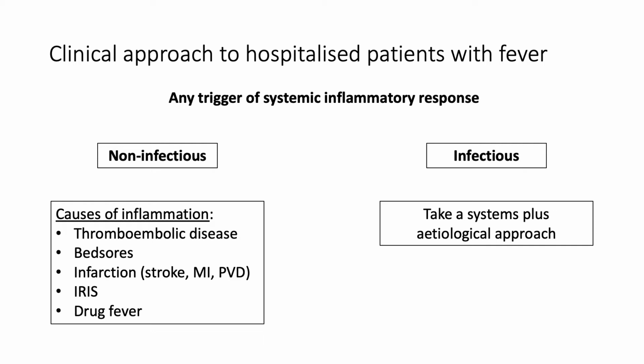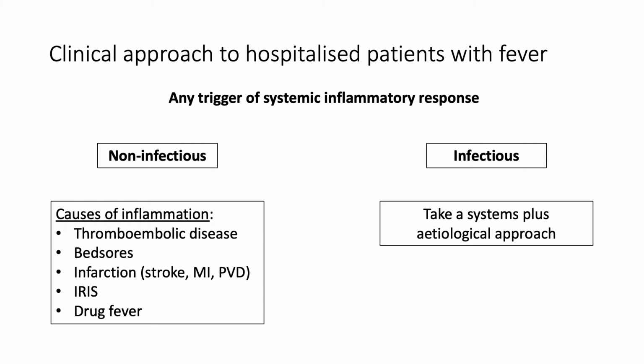In our setting, an important cause of fever in people in hospital potentially is immune reconstitution inflammatory syndrome, or IRIS, where HIV-infected patients start antiretroviral therapy and then manifest an inflammatory presentation of an opportunistic infection. And so it's important to take a history and consider whether your patient has recently started antiretrovirals.